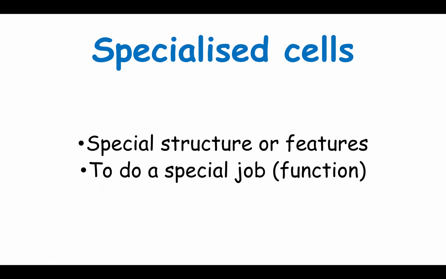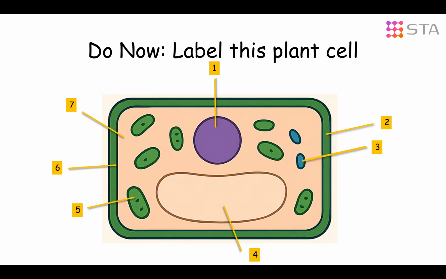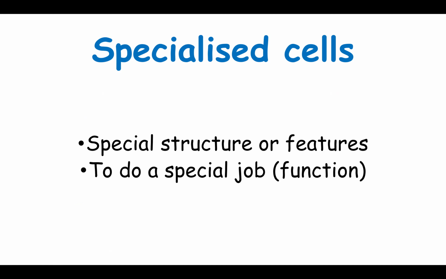Okay, moving on. So today we are going to look at specialized cells. These are not typical cells like this one is. These actually have a special structure or special features which enable them to do a very special job, or another word for job is function. So we're going to look at lots of different types of specialized cells which are adapted, or which have a structure, in order to do a special job.